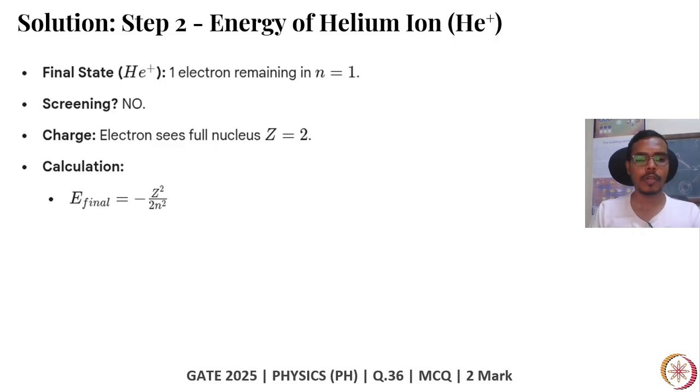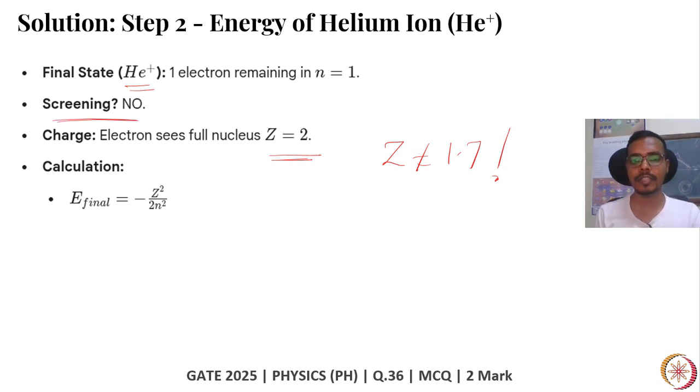Alright, now consider the final state. We have removed 1 electron, so we are left with helium plus ion. This is a single electron system, basically a hydrogen like system. Crucially, since there is no other electron to shield the electron, the remaining electron sees the full nuclear charge, that is Z equal to 2, and we cannot use Z equal to 1.7 here. The screening was caused by the electron we just removed, so there is no screening.